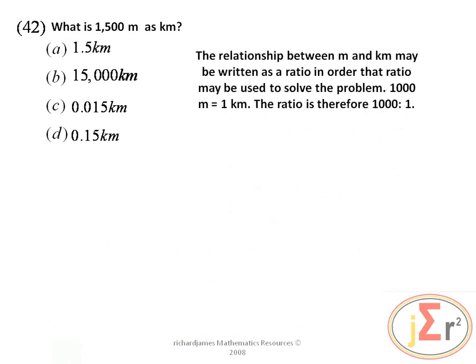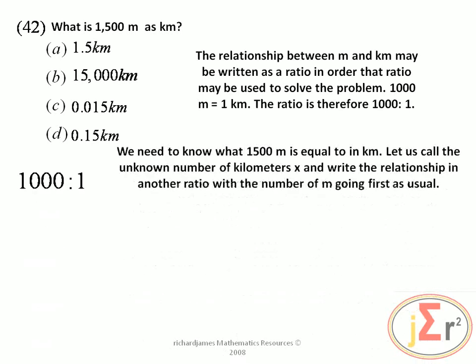The relationship between meter and kilometer may be written as a ratio in order that the ratio may be used to solve the problem. So 1,000 meters is equal to 1 kilometer. The ratio that we will use is 1,000 to 1. That's our ratio. We need to know what 1,500 meters is equal to in kilometers. So let us call the unknown number of kilometers x and write the relationship in another ratio with the number of meters going first as usual.